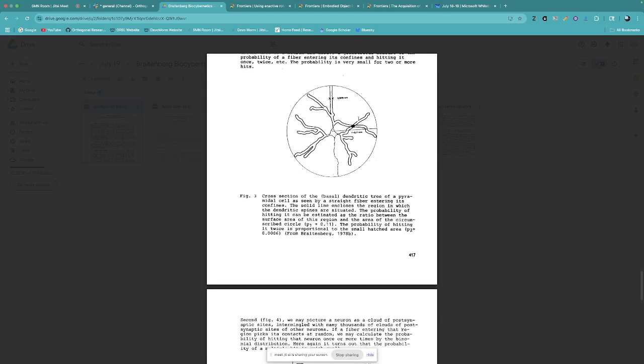So this is a cross-section of the basal dendritic tree of a pyramidal cell, as seen by a straight fiber entering its confines. So this just shows this. And then there's this probabilistic estimation that's made. What are the surface area of this region and the area of the circumscribed circle? The probability of hitting it twice is proportional to the small hatched area here. So these cross twice, and you see this here.